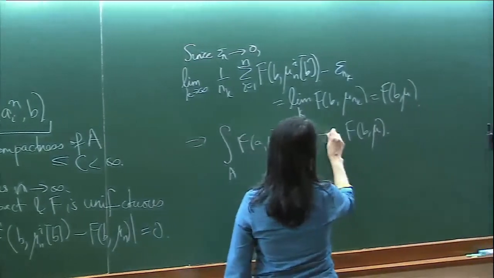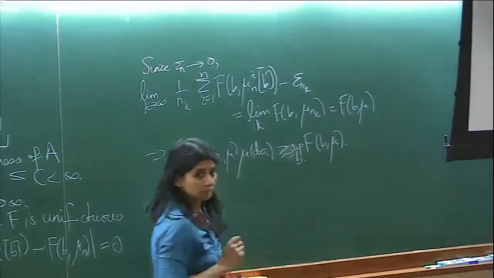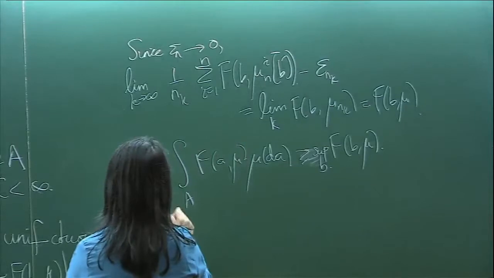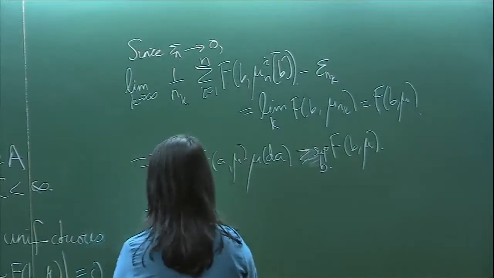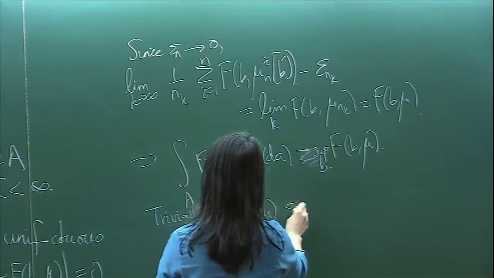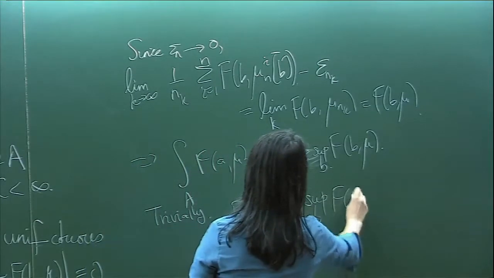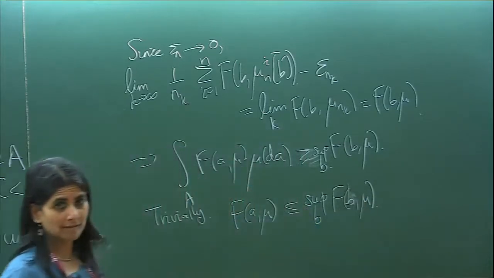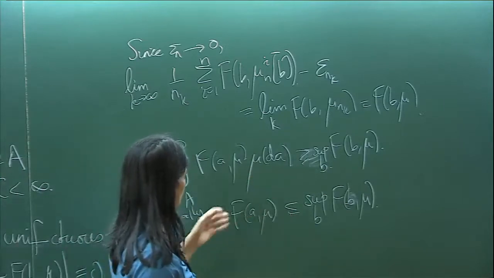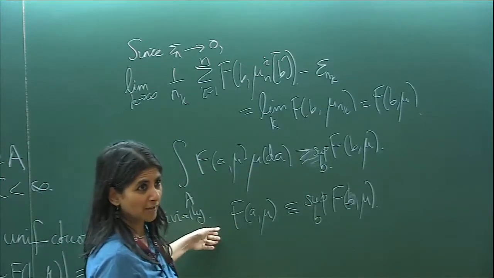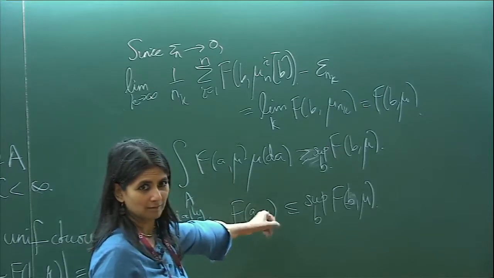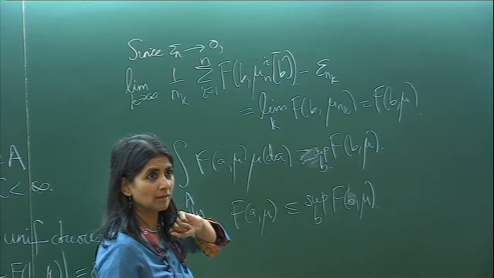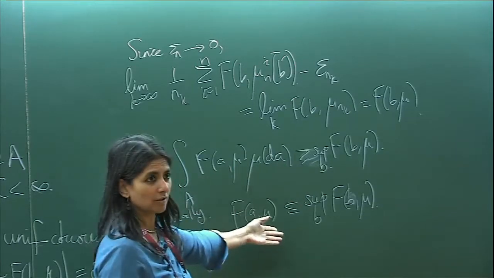Okay, so once you have that, since it's true for every B, I can replace this by the sup over B. But we have trivially that the integral of f(a, mu) is less than the sup over B of f(b, mu), just taking the max. So from these two, it's clear that mu can only be supported on those actions which are actually maximizing. Is that clear? Because otherwise you'll get a contradiction.